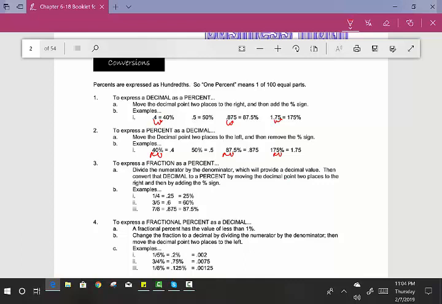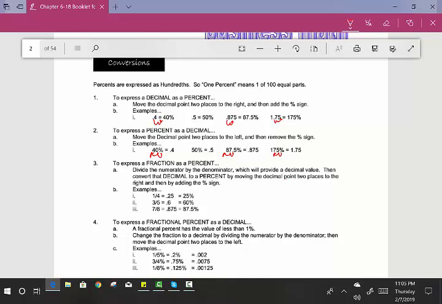Then 3/5, I would enter 3 divided by 5 on the calculator, and that would give you the decimal value of 0.6. Move the decimal point 2 places to the right to give you 60%. And then finally, you have 7/8. Enter 7 divided by 8 on your calculator, and that would give you 0.875. And then to convert that to a percent, move the decimal point 2 places to the right to convert it to 87.5%.